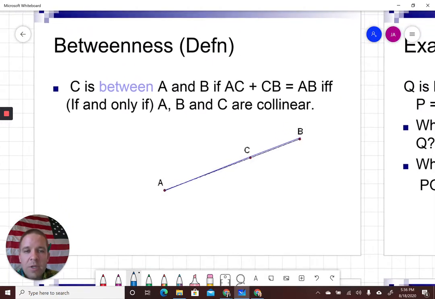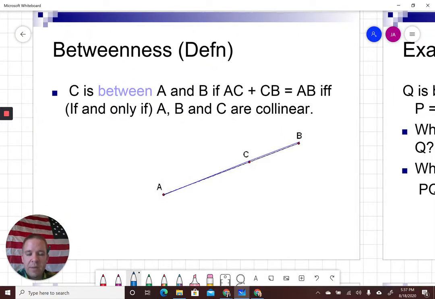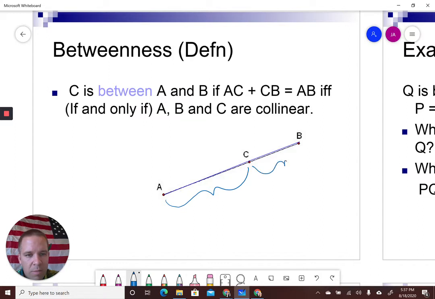Betweenness. So betweenness just means that a point is between 2 points. Nothing more. As far as being exactly in the middle or not, we don't know if it's exactly in the middle. It's just somewhere between, okay? So C is between A and B if, this gets kind of weird, AC plus CB is equal to the entire thing. Visually, I think that's just common sense. And then also A, B, and C have to be collinear.